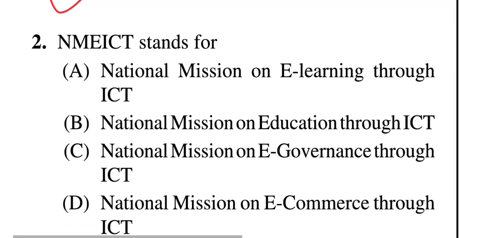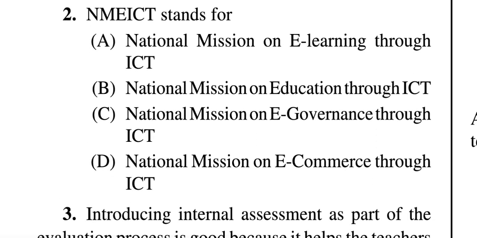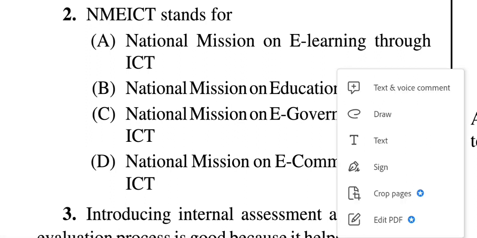NMEICT stands for what? National Mission on E-Learning through ICT, National Mission on Education through ICT, National Mission on E-Governance through ICT, National Mission on E-Commerce through ICT. What will be the correct answer of this question? B is the correct answer. That means National Mission on Education through ICT. ICT means, you all know, information and computer technology, or what was that? I have forgotten. Okay, please verify it.